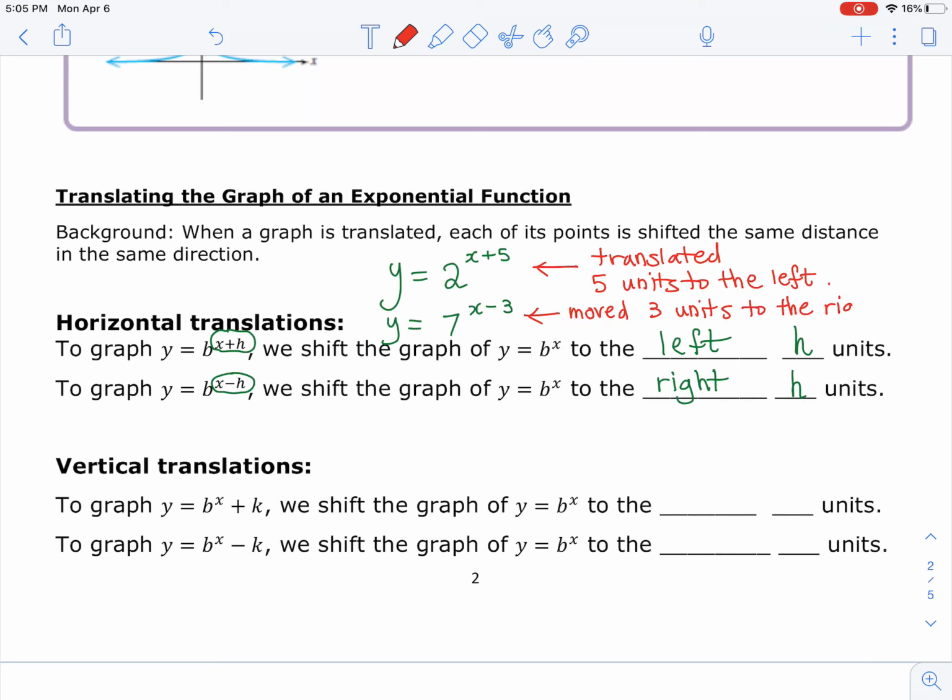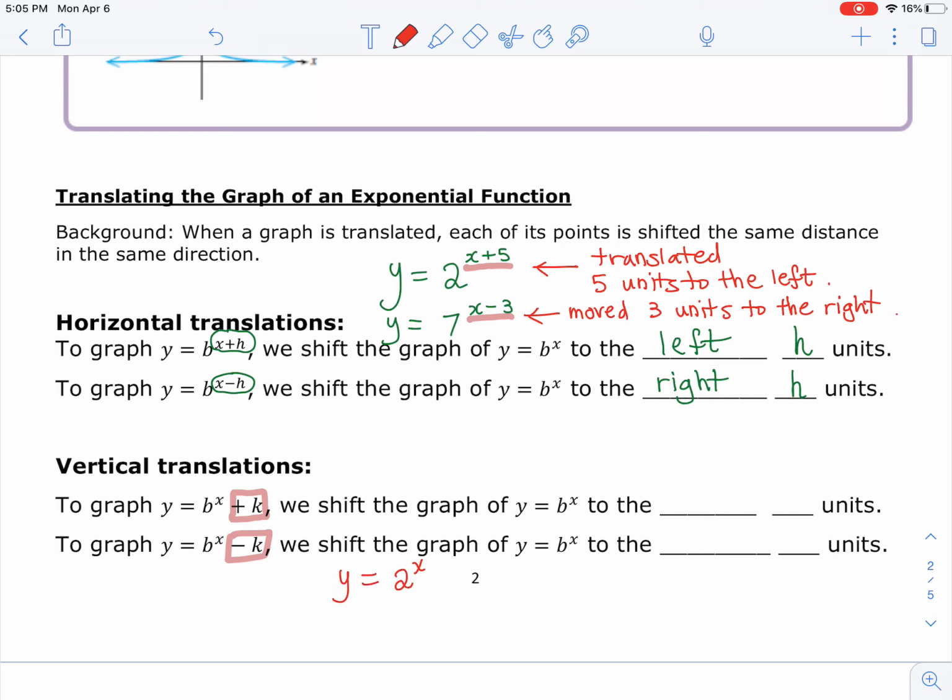Describe the translation for me. This is moved or translated how many units? 3 units to the right. Okay? So if you're doing something in the exponent, those will make a horizontal translation.